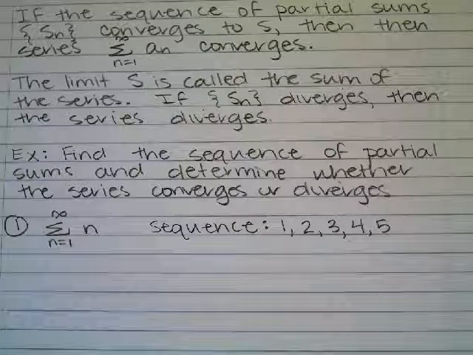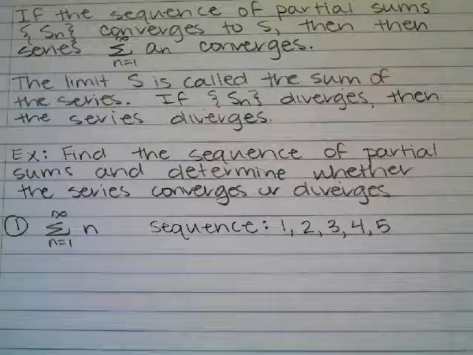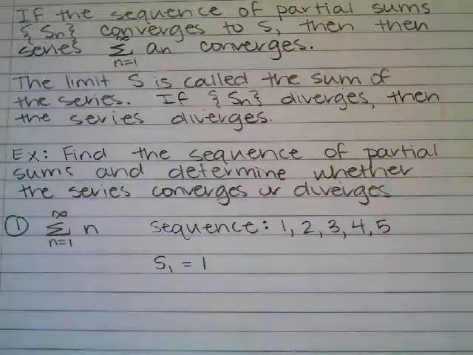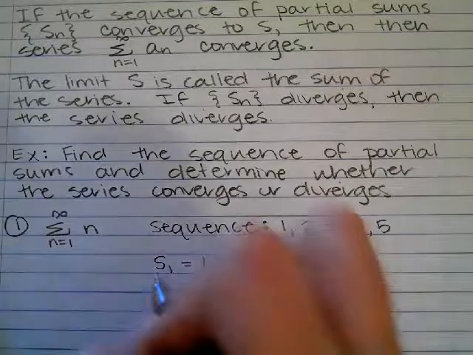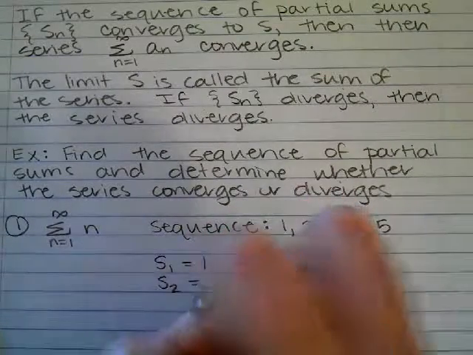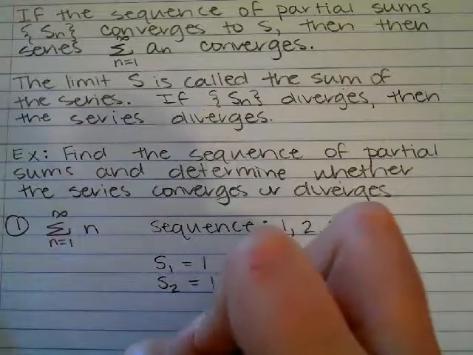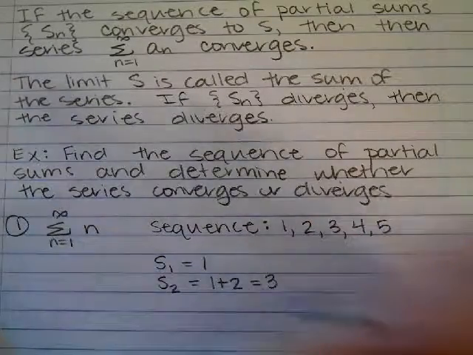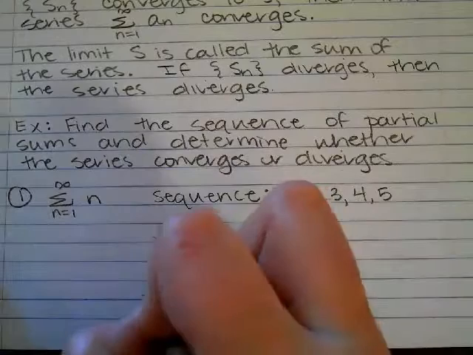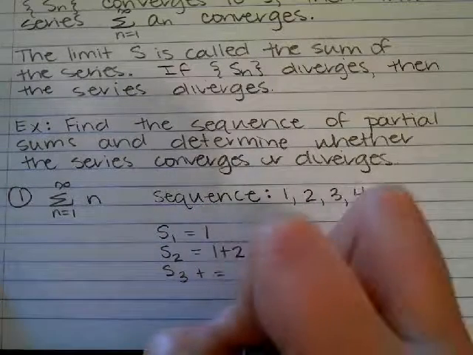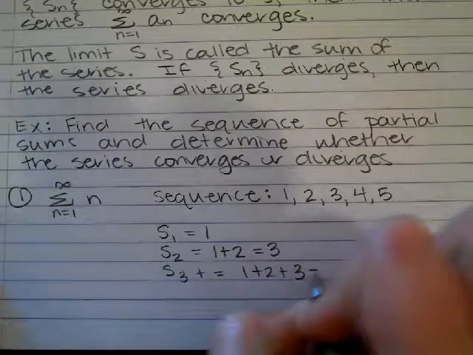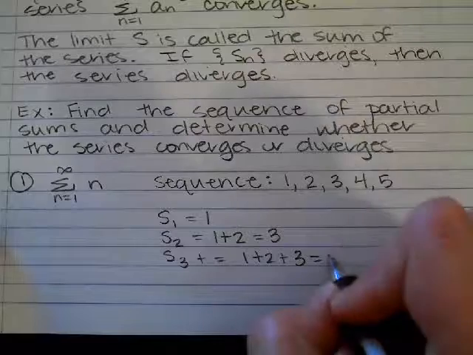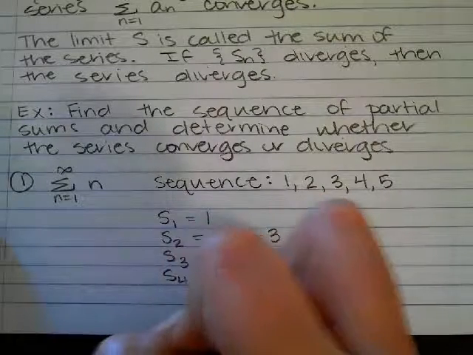So the sum of the first term is just 1. You don't have to add anything together. That's just what you get. The sum of the first 2 terms is 1 plus 2. And what does that give you? 3. The sum of the first 3 terms is 1 plus 2 plus 3, which is 6. The sum of the first 4 terms is 1 plus 2 plus 3 plus 4.